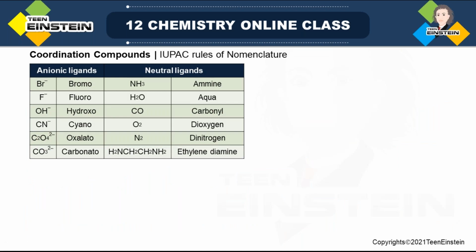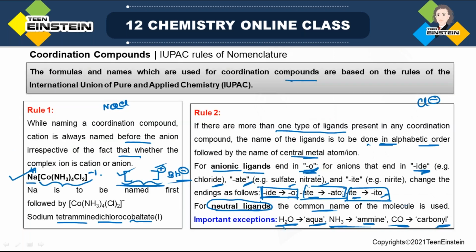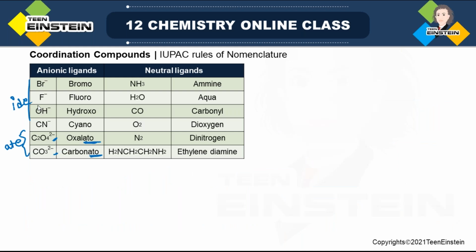Here we have some examples for anionic ligands as well as neutral ligands. So Br minus, F minus, HO minus, Cl minus, then oxalate and carbonate. Oxalate and carbonate are basically ending with ate under normal conditions, so now it is changed to ato. And these are hydroxide, cyanide, bromide, fluoride, that means ide, and now it is changing to O. So see, ide changing to O, ate changing to ato.